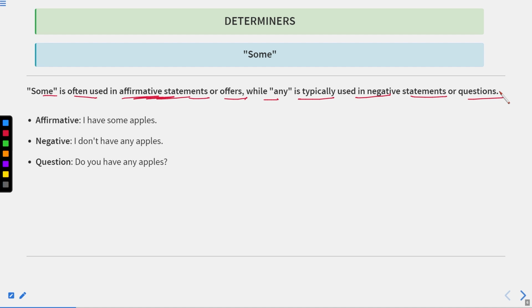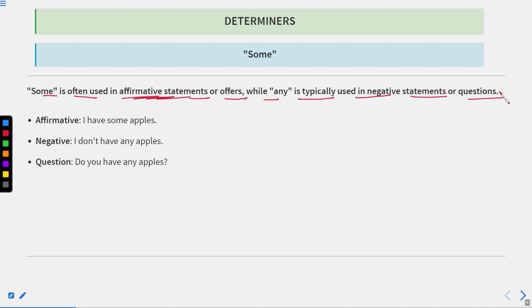For example, if I say, do you have some water? Well, this is a question. Let me take some affirmative sentence examples. For example, I have some water, or I have some food, or I have some chairs. So this is an affirmative sentence.